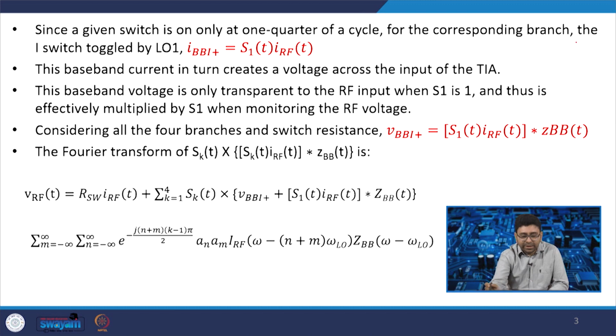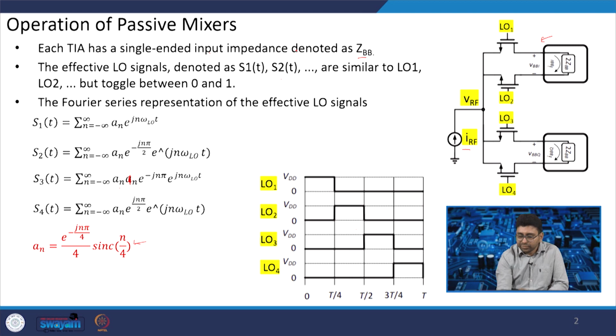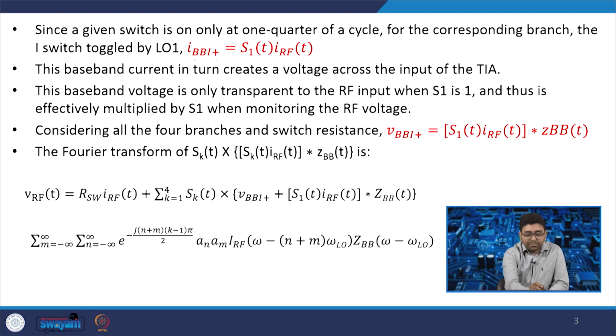So, for the corresponding branch, the I switch toggled by LO1, we can write I_BB I plus, which is S1(t) multiplied by I_RF(t). This baseband current in turn creates a voltage across the input of the TIA, because the current passes through the impedance. This baseband voltage is only transparent to the RF input when S1 is 1, and thus it is effectively multiplied by S1 when monitoring the RF voltage.